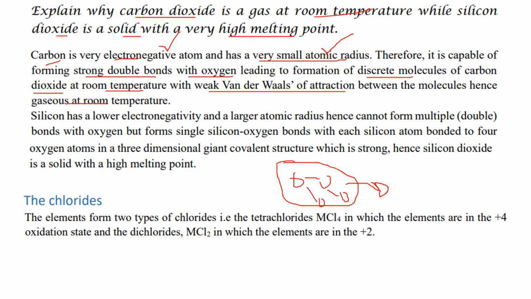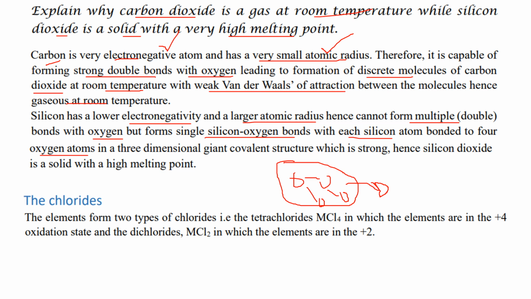So looking at silicon, you are going to be saying that silicon has lower electronegativity and also it has a larger atomic radius, hence cannot form multiple bonds with oxygen, but it forms single silicon-oxygen bonds with each silicon atom bonded to 4 oxygen atoms.